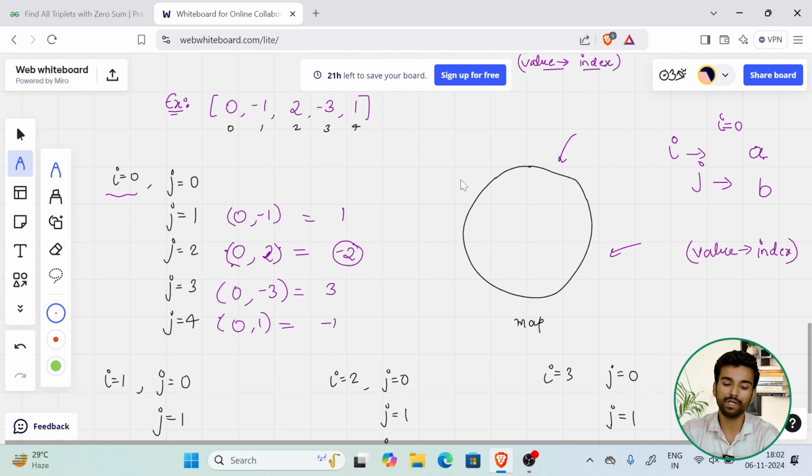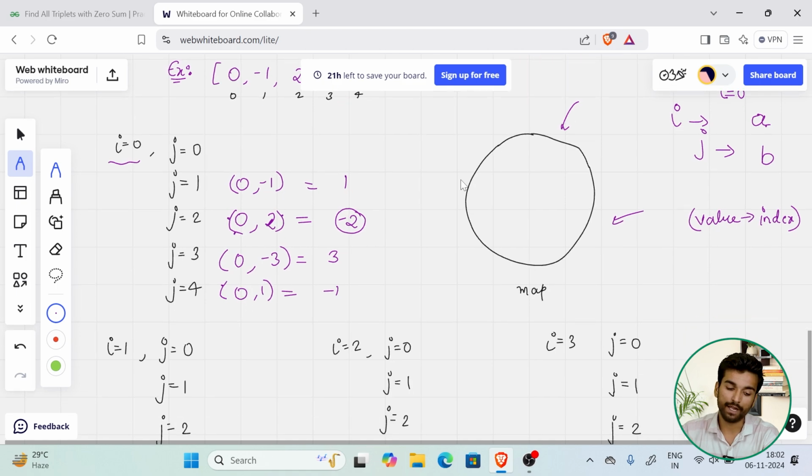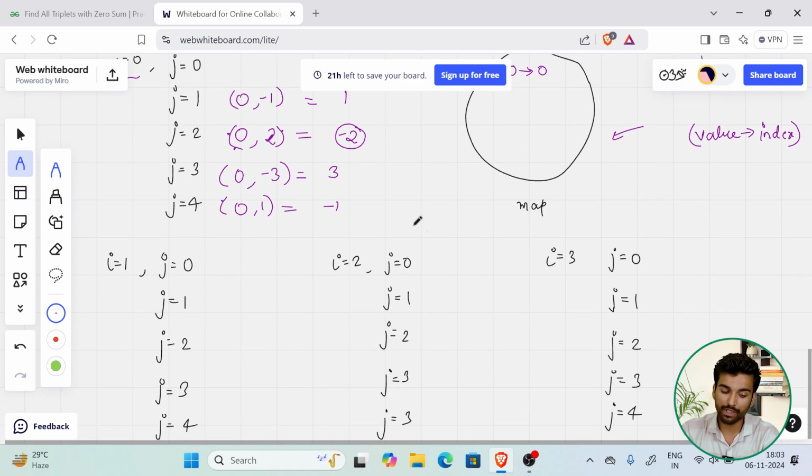So I will move to the next iteration of i. Okay, before moving to the next iteration of i, what I am going to do is put the current value into my map data structure. Here the current value is 0, so I will put 0 and its corresponding index. Its corresponding index is also 0. So 0 corresponds to index 0. Okay, now move to the next iteration of i.